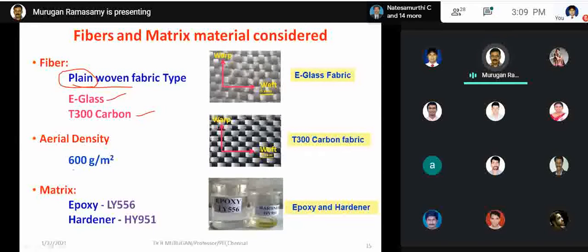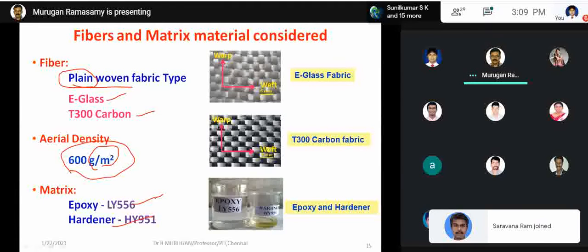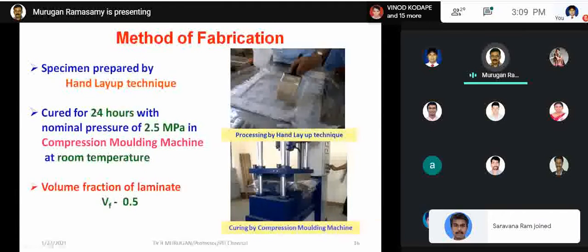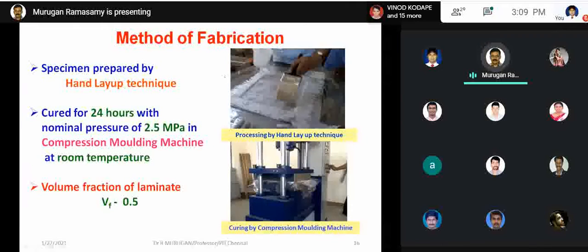And here the areal density we have selected is 600 grams per square meter. For this type of fabric, they use the term areal density, the weight per area. For the matrix we used epoxy thermoset resin, and the proper hardener was also used. Using this, we prepared the laminate using the hand layup technique.